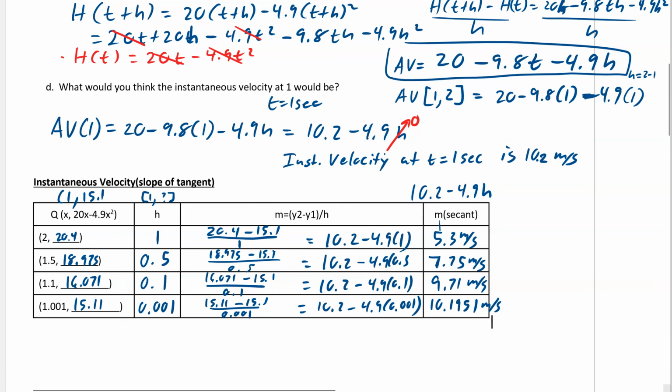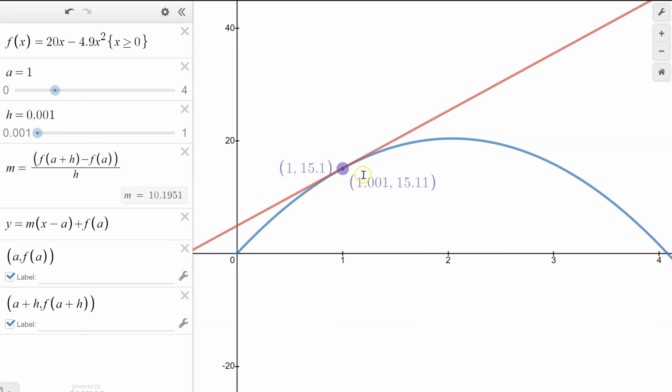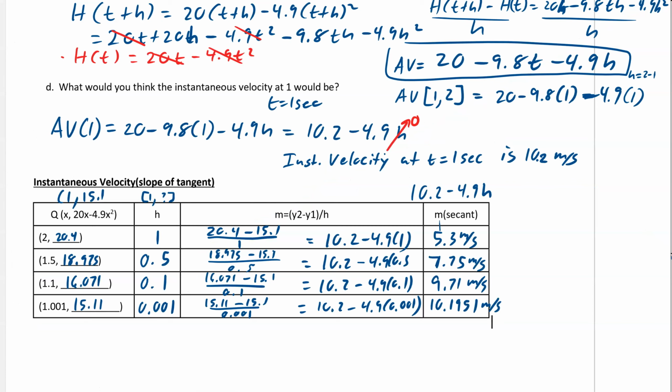So as our h gets closer and closer to 0, what we end up with is a tangent line. And so that is the slope of the tangent that we want, and that is our instantaneous velocity. So the slope of the tangent is the instantaneous velocity. Which is basically the velocity at 1 second, which we found is 10.2 meters per second. And there you go.